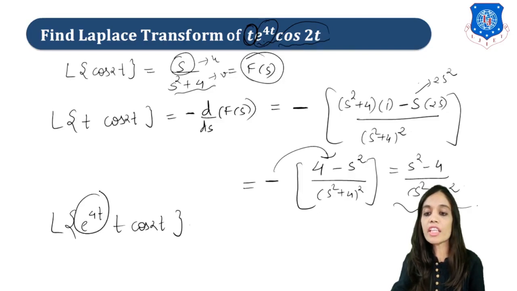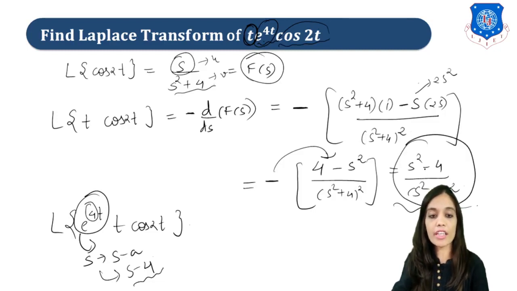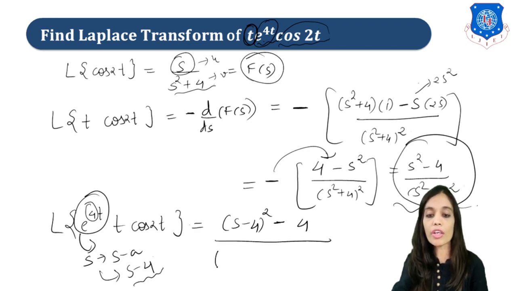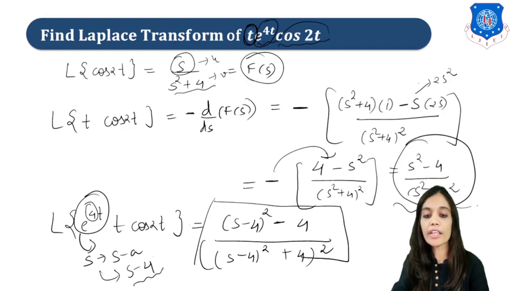So whenever you have e, we have to apply the first shifting theorem. That is, we have to replace s by what? s minus a. And the value of a is what? 4. So we have to replace s by s minus 4. This is our answer. In this, just replace s by s minus 4. Right? So you will get your answer as s minus 4 whole square minus 4 upon s minus 4 whole square plus 4 and whole square. Right? So this is our final answer of our given example.